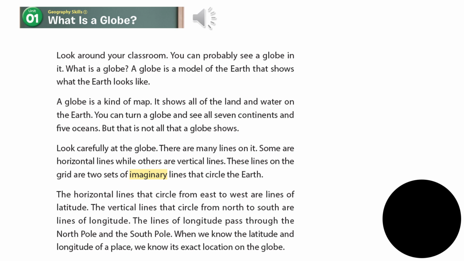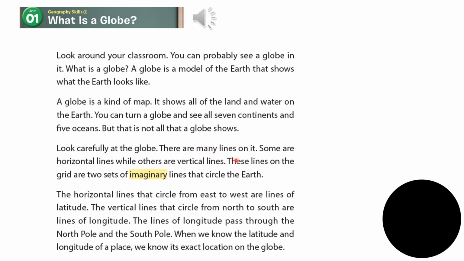Look around your classroom. You can probably see a globe in it. What is a globe? A globe is a model of the Earth that shows what the Earth looks like. A globe is kind of a map. It shows all of the land and water on the Earth. You can turn a globe and see all 7 continents and 5 oceans. But that is not all that a globe shows. Look carefully at the globe. There are many lines on it. Some are horizontal lines, while others are vertical lines.